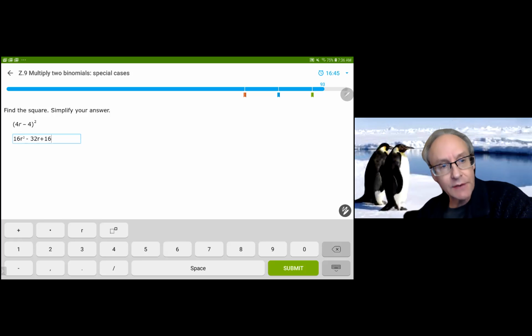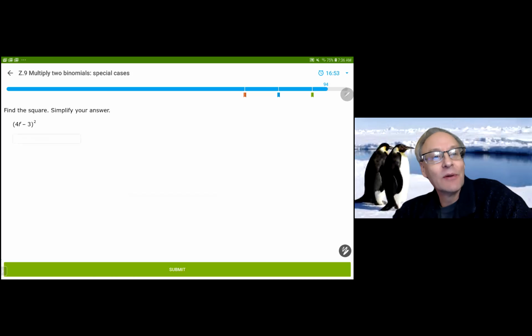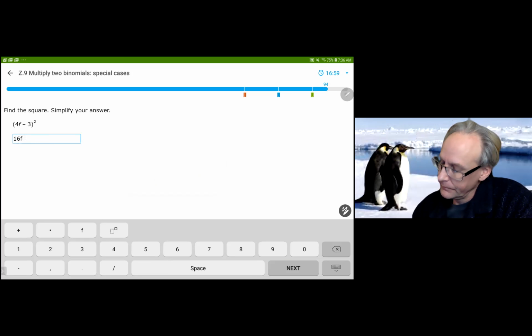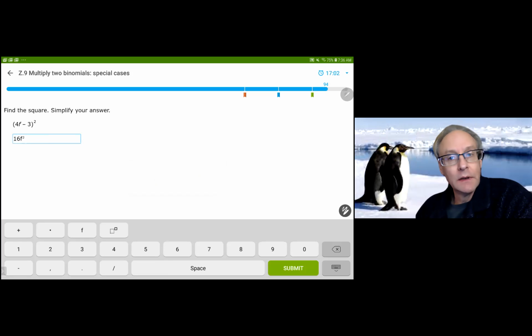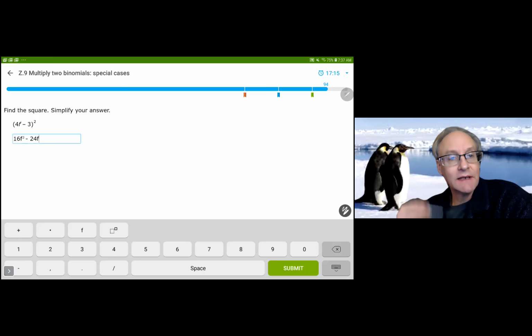We want to learn the pattern. You don't want to always just rewrite it every time. And you certainly don't want to distribute the square. Hint, hint, hint. I'm going to keep harping on that. Okay, so we've got 16f squared. We have a middle term. Our product is negative 12f. So double that is going to be negative 24f, isn't it? And our last term is going to be negative 3 times negative 3, which is not 6, it's positive 9. Remember, that last term is always going to be positive for perfect squares.